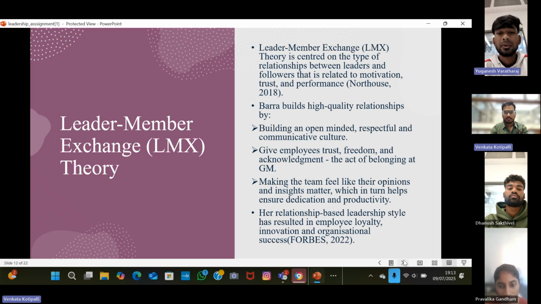This relationship style results in employee loyalty, innovation, and organizational success. Perhaps 2022. Coming to the next slide.